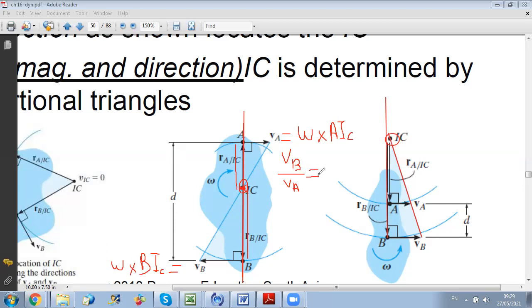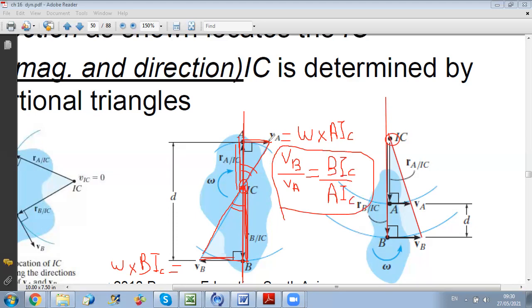Now, this condition is only satisfied in which case? This condition is only satisfied if I put the IC in a way to have similar triangles. Okay, so to have similar triangles, these angles must be opposite and equal. So the IC should be obtained by joining the extremity of A to the extremity of B. In this way, by applying similar triangles, I get that VB over VA is equal to the distance from B to the IC over the distance from A to the IC. Okay? So for this condition to be satisfied, the IC must be placed in a way to have similar triangles. So it should be joining the extremity of A to the extremity of B.